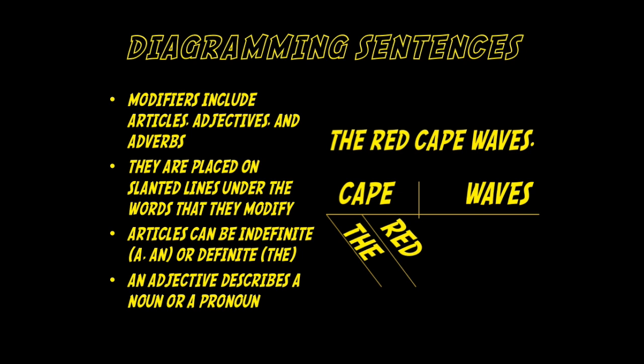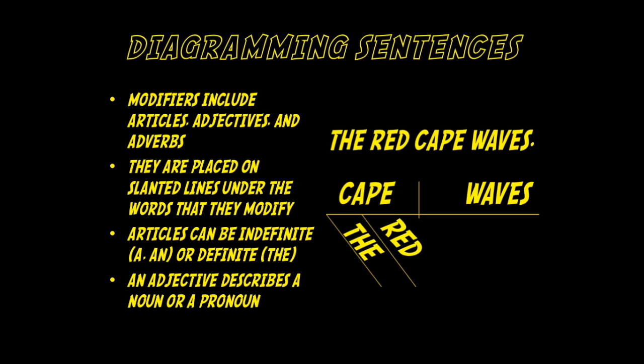An adjective describes a noun or a pronoun. Let's go ahead and look at the sentence, the red cape waves. Now again, our subject is cape, as it was before, and our predicate is still waves. Now we still have the article the there, and it's still modifying the word cape, so we have it on our little slanted line underneath it. But on the other slanted line underneath cape, we have the word red.